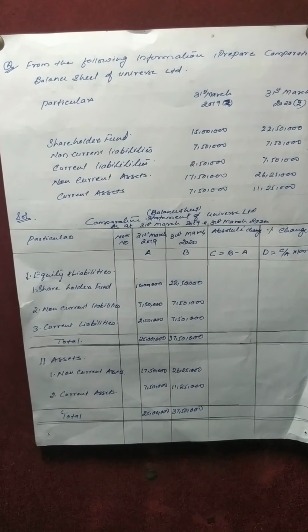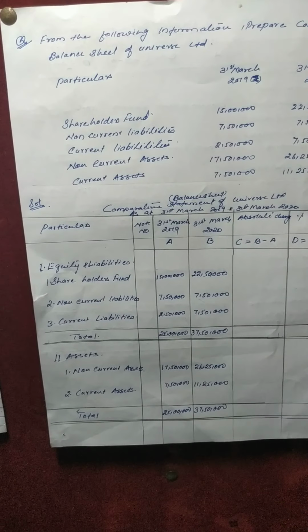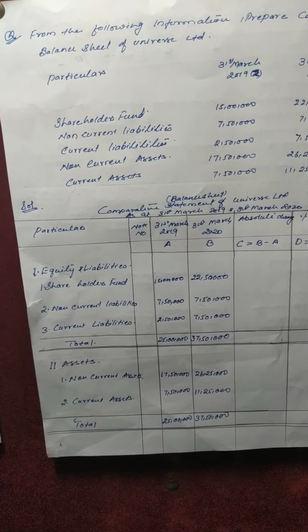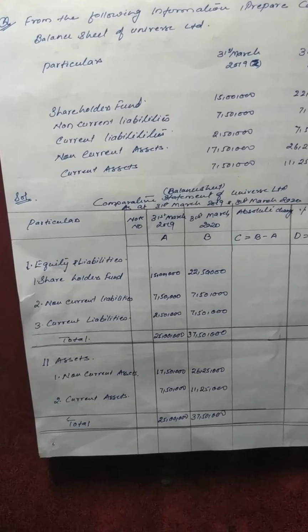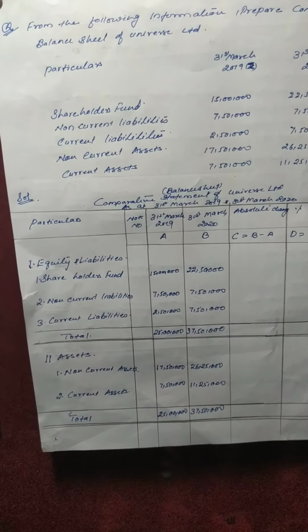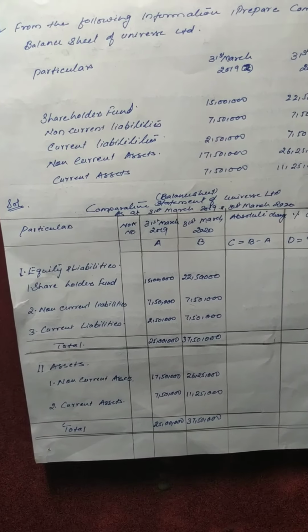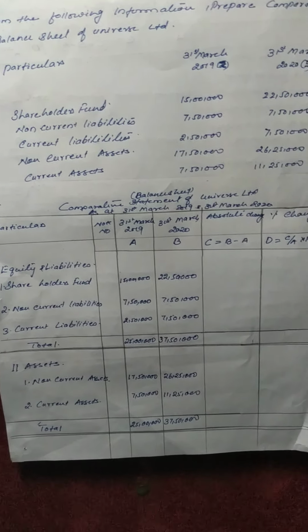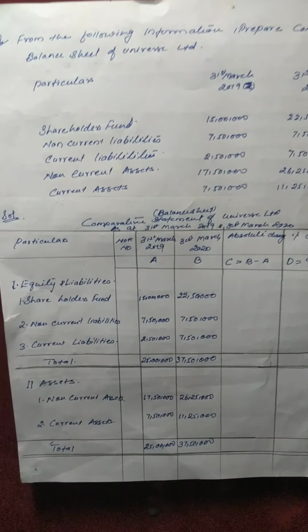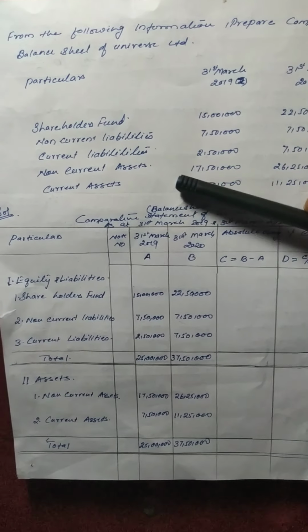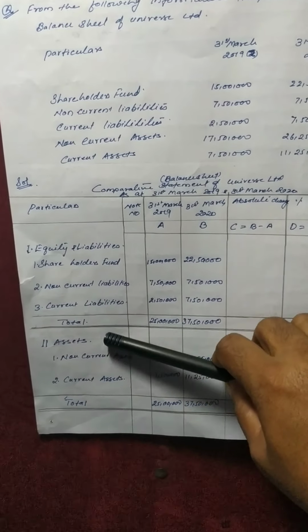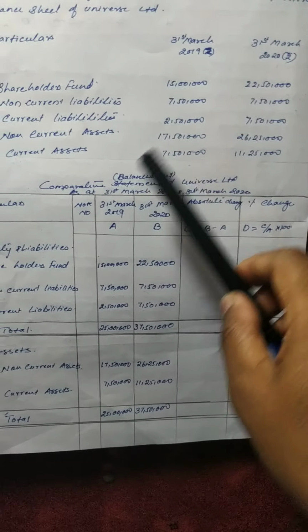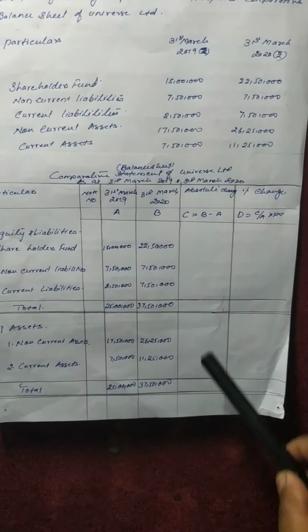Okay, the format of balance sheet is first equity and liabilities, then shareholders fund, then comes non-current liabilities, then comes current liability, then we'll do the total, then the second part is asset. Under asset again it is divided into two parts, non-current asset and current assets. Okay, so when the questions are given to you in a paragraph and no balance sheet format is given, you have to prepare the format of balance sheet first, then you have to copy the amount of previous year and current year from the question.